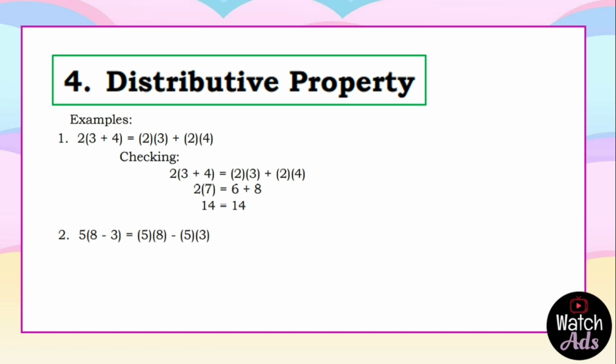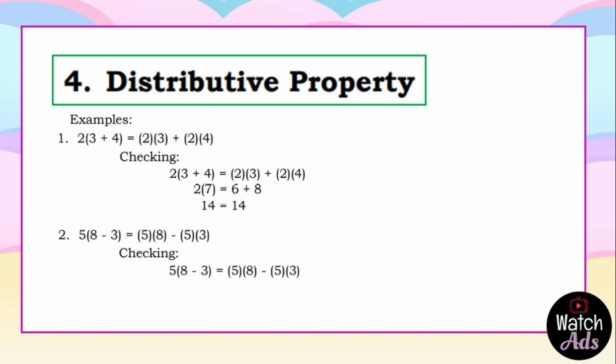Another example. 5 multiplied to the quantity of 8 less 3. Now we distribute 5 multiplied by 8 less 5 multiplied by 3, since the operation in the parenthesis is subtraction.